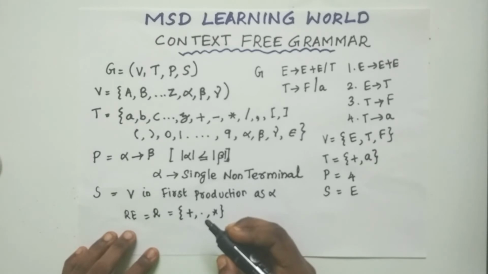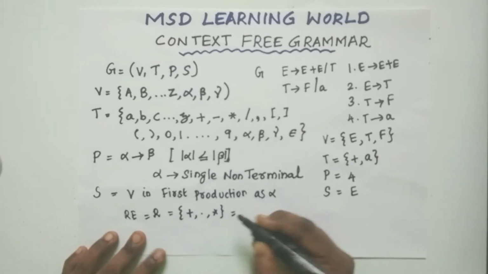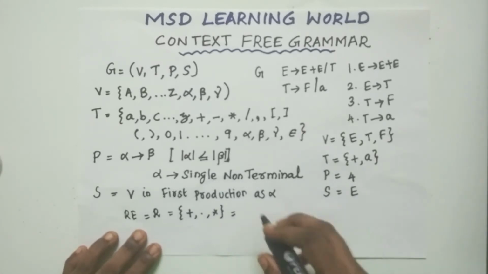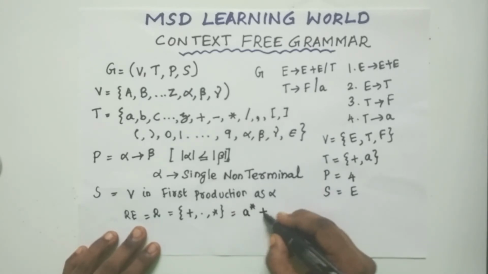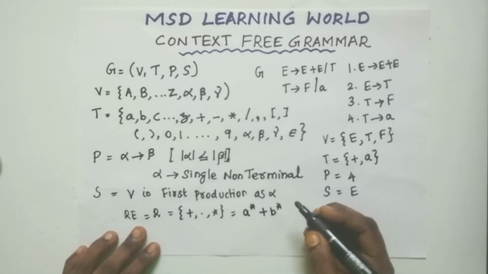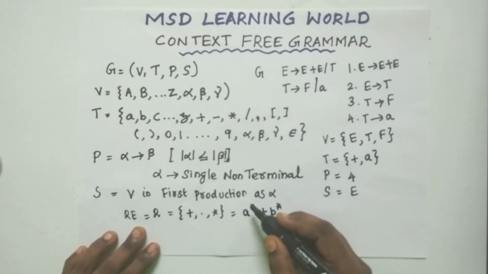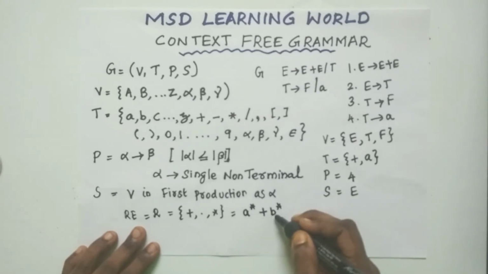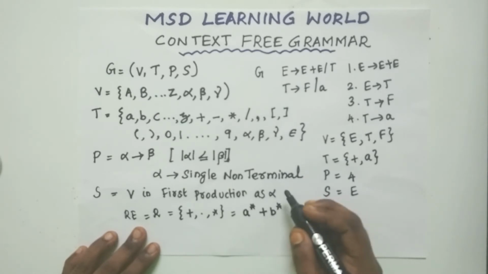If you want to create a regular expression for the set of all characters A comma B with 0 or more occurrence of either A or B. That means 0 or more occurrence of A and 0 or more occurrence of B. So A star plus B star. So for any condition, it is possible for you to design the regular expression.